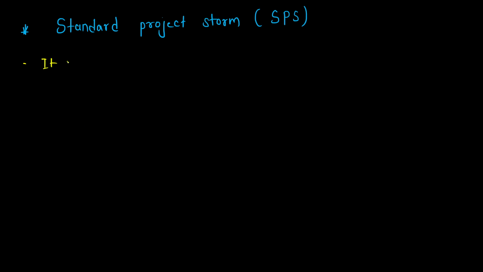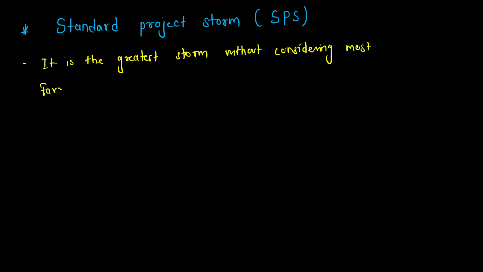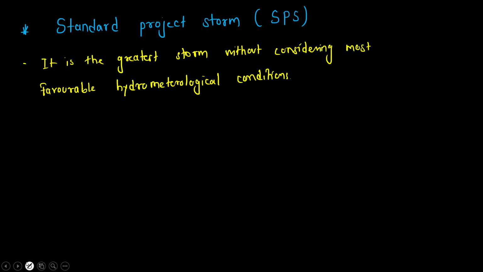So it is the greatest storm without considering the most favorable hydrometeorological conditions. Okay, so this is the difference between these two, SPS and PMP. So it is without considering the most favorable hydrometeorological conditions. So this value of SPS will be less than PMP.